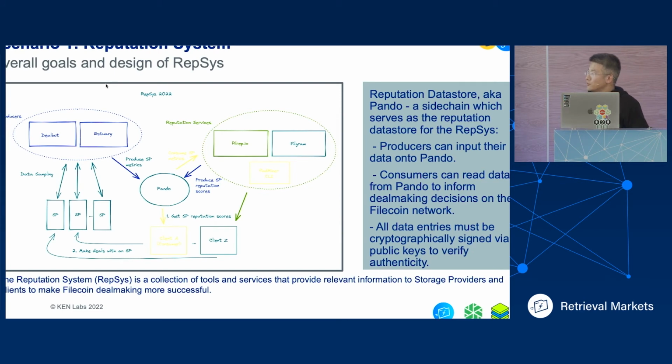Next part, I will introduce the Pando use cases. As I mentioned before, currently Pando service for reputation systems is a feedback loop of Filecoin network. I'm not sure it is clear to see. You can see here.